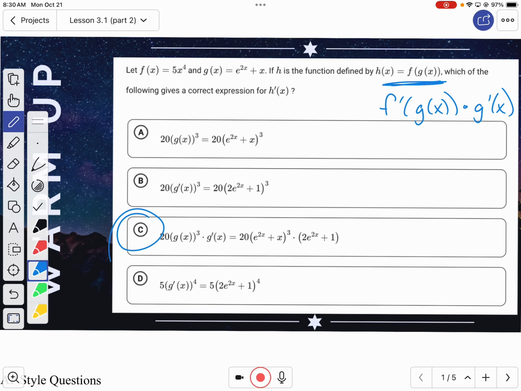So the outside function being 5x to the fourth, that would give me 20-something to the third. And then we would plug in and then do the derivative.